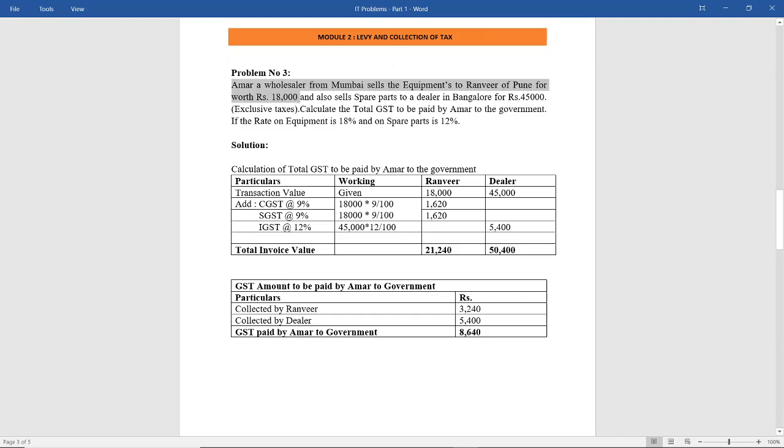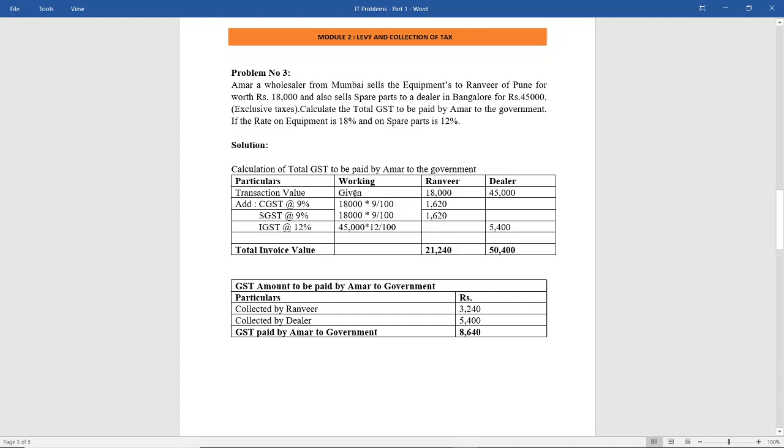Now he also sells some spare parts to a dealer in Bangalore. Mumbai and Bangalore come under two different states. So for this particular transaction of 45,000, Amar is going to charge IGST. And both are exclusive of taxes. Suppose this was not mentioned, you could have assumed it to be exclusive of taxes, provided inclusive of taxes is not specifically mentioned. So calculate the total GST to be paid by Amar to the government, where the rate on equipment is 18% and on spare parts is 12%.